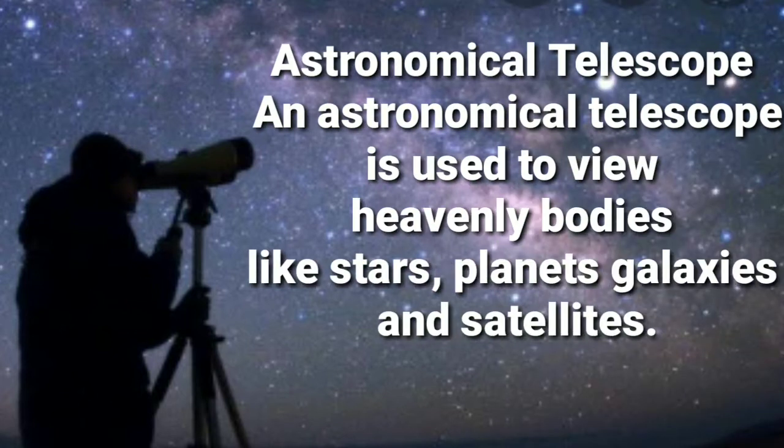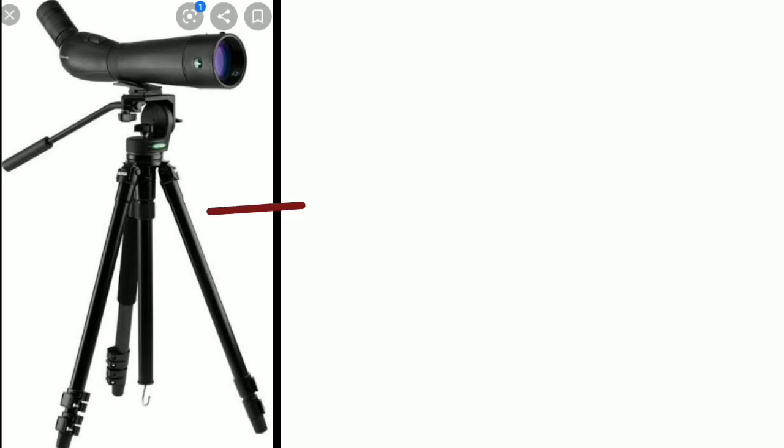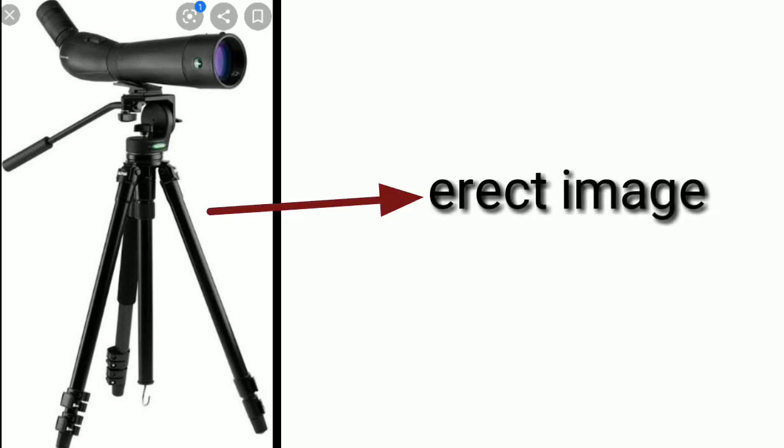And next one, astronomical telescope. An astronomical telescope is used to view heavenly bodies like stars, planets, galaxies, and satellites, etc. And the next one, terrestrial telescope. The image in an astronomical telescope is inverted, so it is not suitable for viewing objects on the surface of the earth. So terrestrial telescope provides erect images. The major difference between the astronomical and terrestrial telescope is erecting the final image with respect to the object.